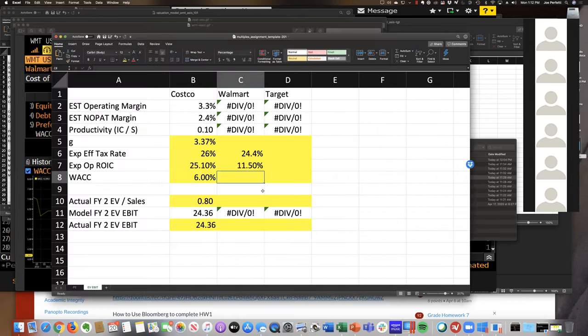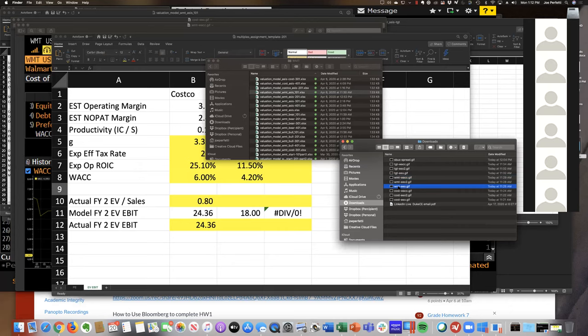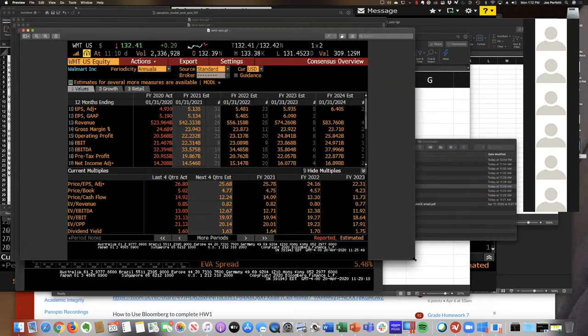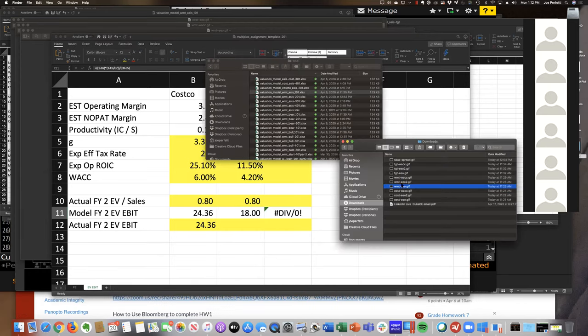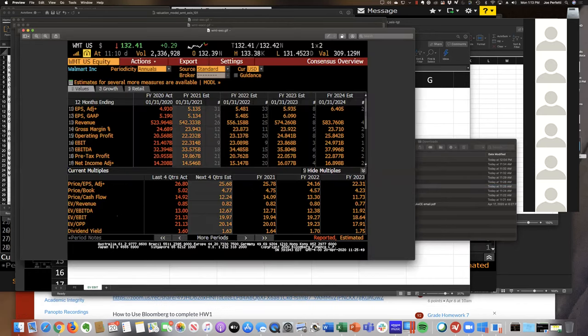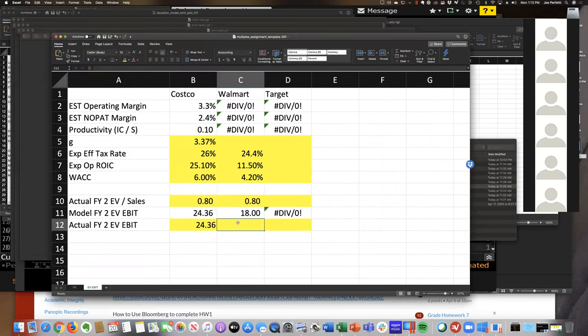And today, Walmart is trading at EV to revenue, EV to sales, 0.8, second forward year. Same as Costco, trading at 80 cents. And EV to EBIT, they are trading at second forward year, 19.27 times EBIT. Which suggests a G, which we solve for, of around 1.8%.